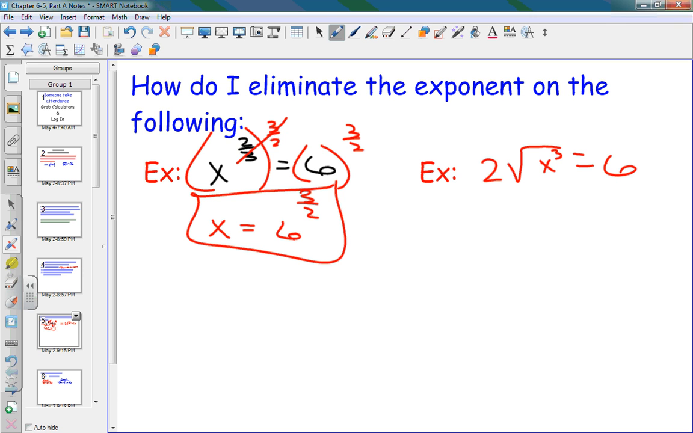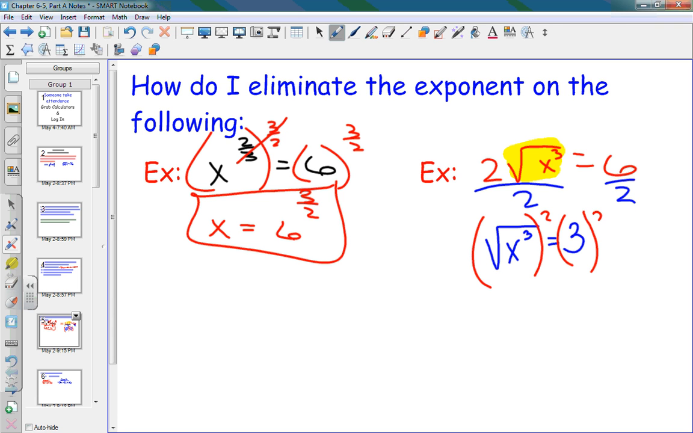Now, if we look at the next example, if I want to isolate this radicand, there's my radicand. What do I have to get rid of first? How do I get rid of the 2? Divide both sides by 2, and that's going to give you the square root of x cubed is equal to 3. Now, how do I get rid of the square root? I'm going to do the opposite of that, which means I'm going to square both sides. The square and square root cancel out to give me x cubed is equal to 9. How do I get rid of the power of 3? Take the cube root of both sides to give me x is equal to the cube root of 9.